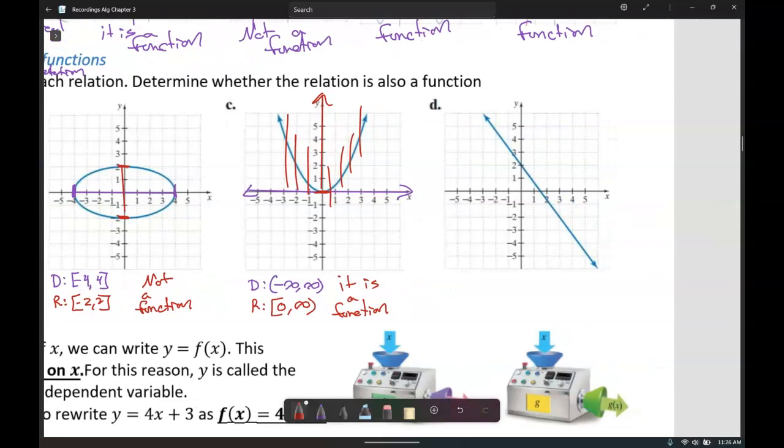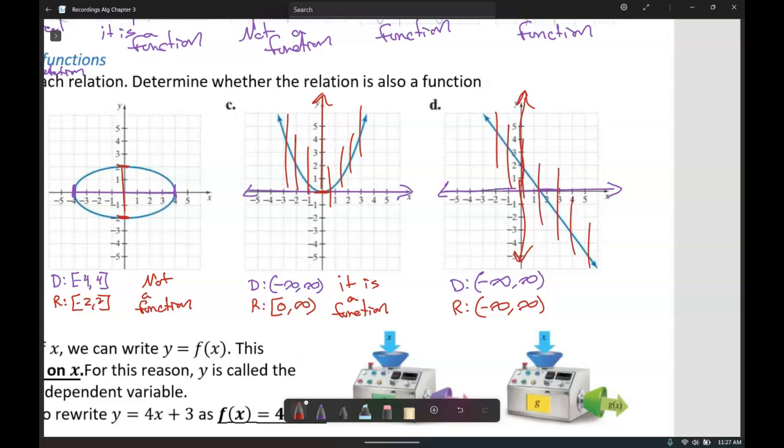And then lastly, we're looking at our linear equation. It's continuing in both directions on the x-axis. So our domain is negative infinity to infinity, also known as all real numbers. And it's also continuing up and continuing down forever, so the range is also going to be negative infinity to infinity, or all real numbers. Now our linear equation always passes the vertical line test, so again we have a function.